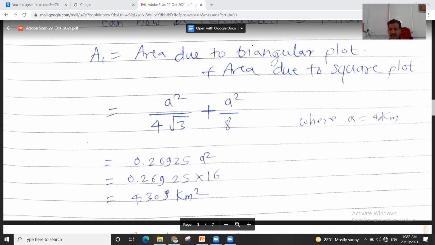The A is the side having 4 kilometer. जे problem में दिलेले A is equal to 4 kilometer. The value इथे ठेवायचे आहे. Then you get the A1. Value of A1 is 4.308 kilometer square. That is the area due to triangular plot and area due to square plot. दोन्हीचे addition आहे. दोन्ही area add केलेले आहे, to get the total area of that polygon. Total polygon ची area काढलेली आहे. Okay.